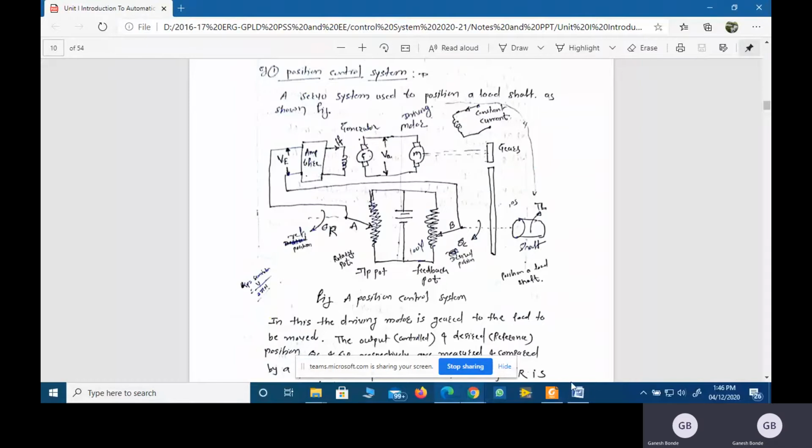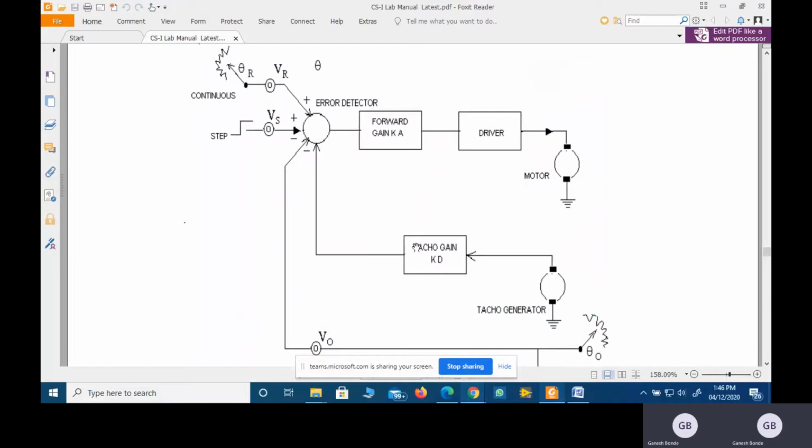In the same way, our practical circuitry is going to work. This is our theta r and this is our theta c. If there is a difference between theta r and theta c, there is generation of error voltage, and then that error voltage is amplified by multiplying the gain Ka, and according to that the motor shaft position is maintained. In the same way, this example is going to work. I can show you the practical demonstration of it. What are the observation tables that we have to measure?